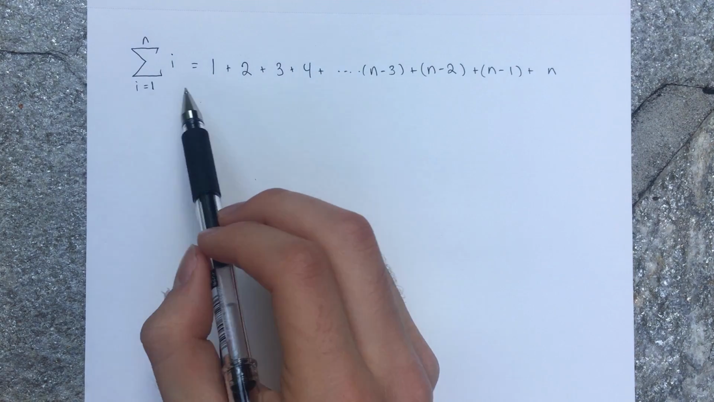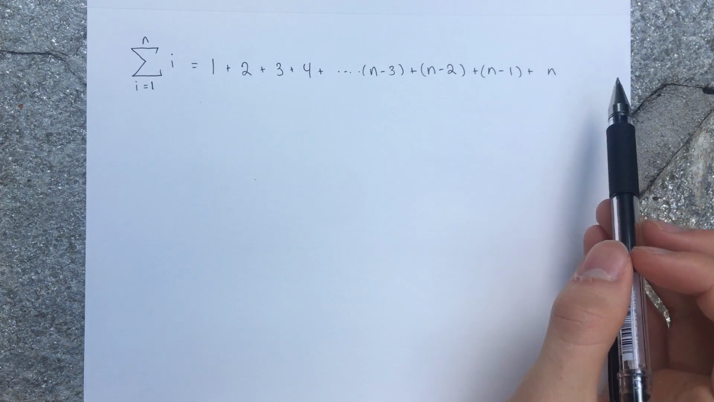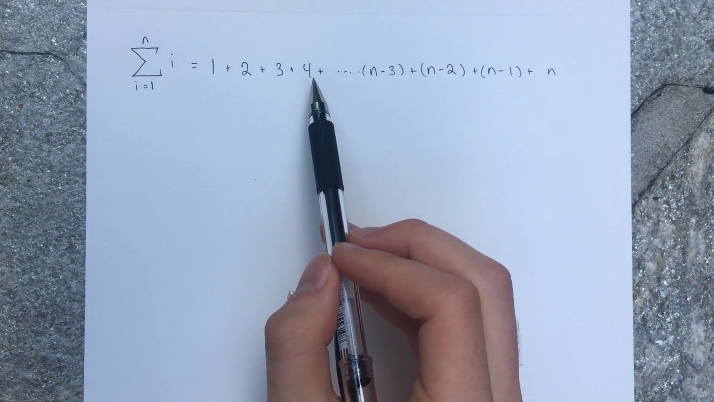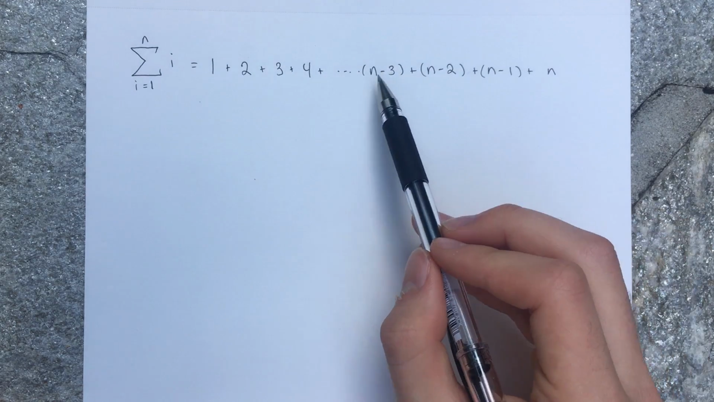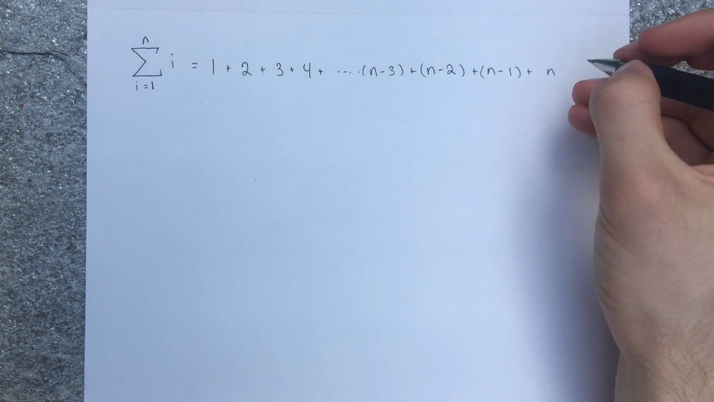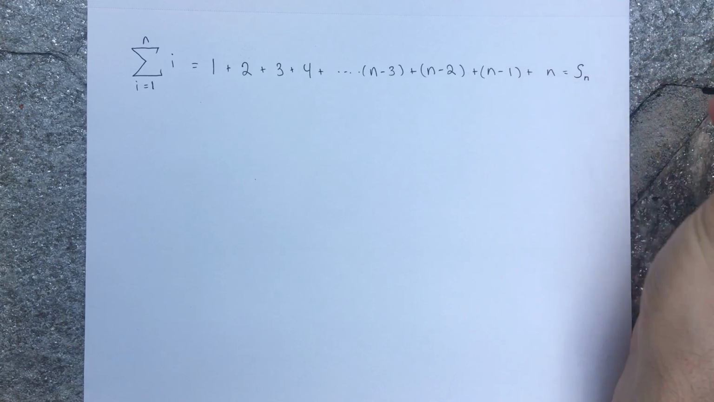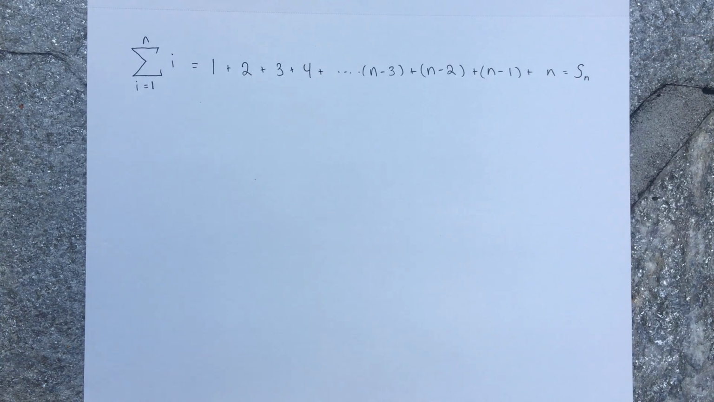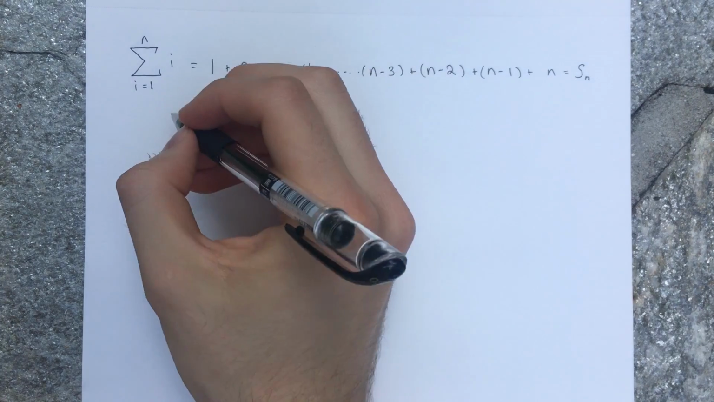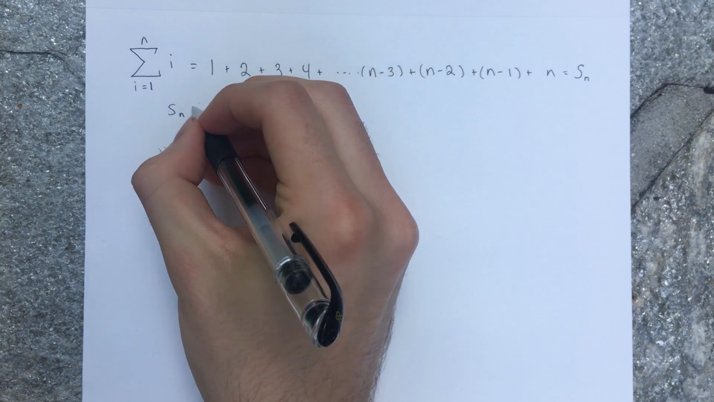Let's derive a formula for the sum of n consecutive integers. So that would be 1 plus 2 plus 3 plus 4 and so on all the way up to n. Let's first start by calling this a name, perhaps Sn. And now let's rewrite Sn, but in a slightly different way. I'm just going to rewrite it backwards this time.